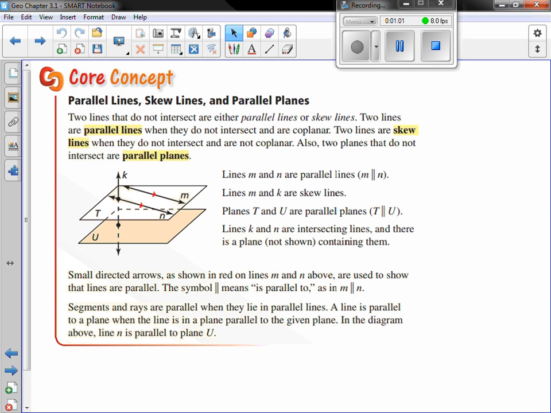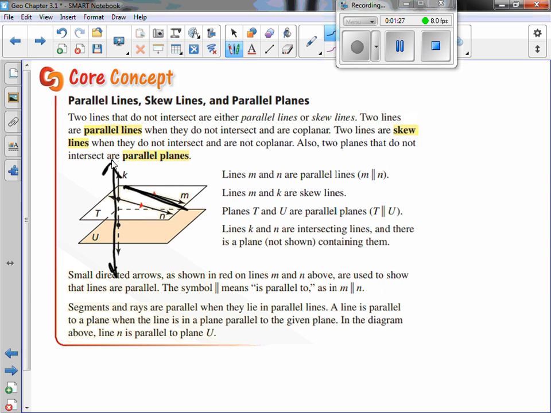So to be able to say that two lines are parallel, they have to be coplanar. They have to be in the same plane, and they cannot intersect. Now, two lines are skew if they do not intersect and they are not coplanar. So if two lines do not intersect but are not in the same plane, then we would consider them to be skew. So looking at this here, this line going up and down through the plane and M are skew because they do not intersect, but they are not coplanar.